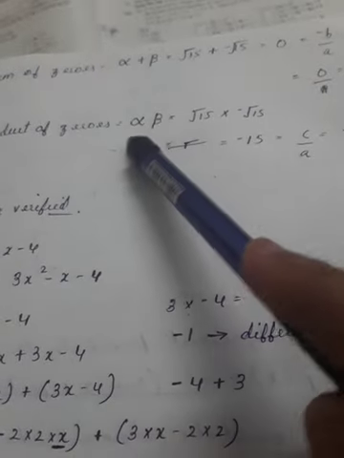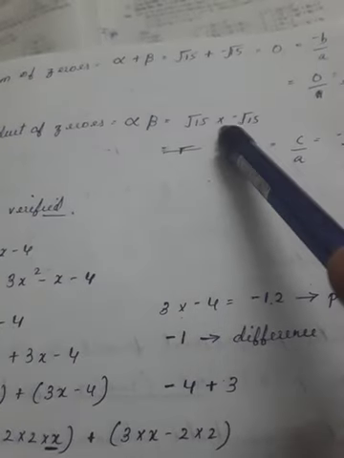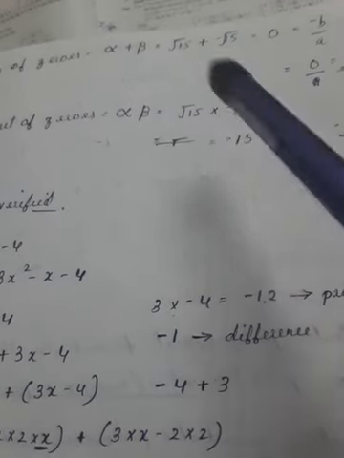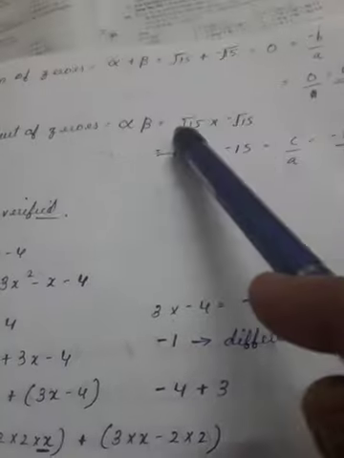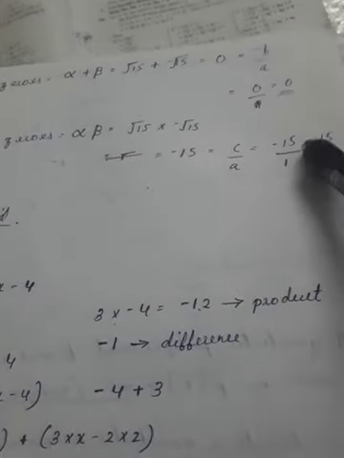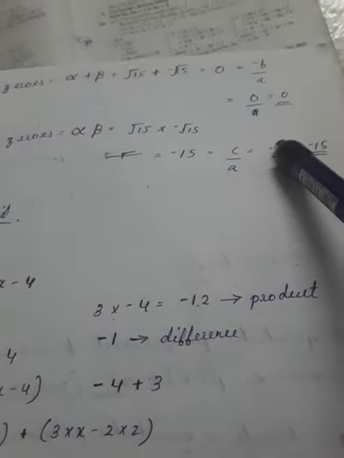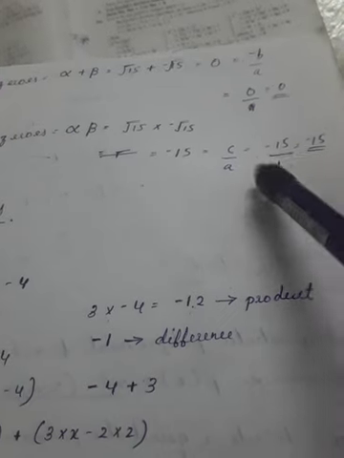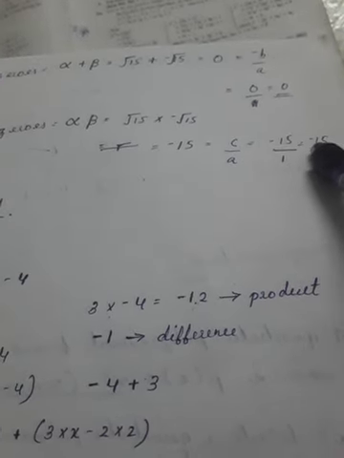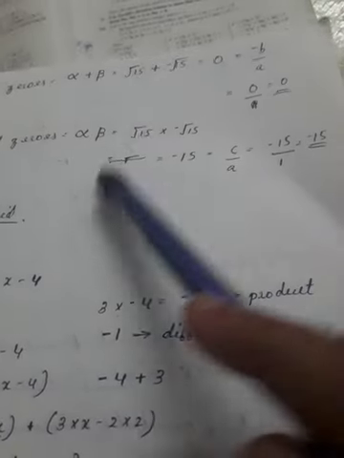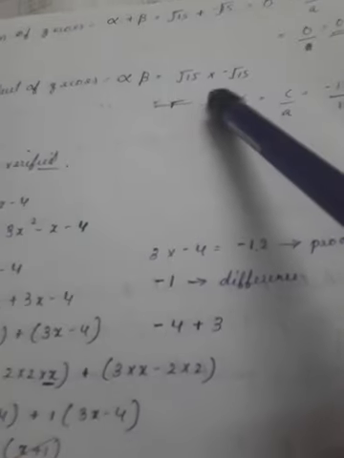Then product of zeros. Root 15 into negative root 15, that is equal minus 15. Root 15 into root 15 will be 15. Positive into negative will be negative. So c by a equal negative 15 by 1. Constant is negative 15. Coefficient of the term with the square is 1. So negative 15 by 1 equal negative 15. Here these two are same. So in this question also it is verified the relationship between the zeros and the coefficients of the polynomial.